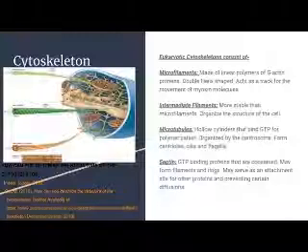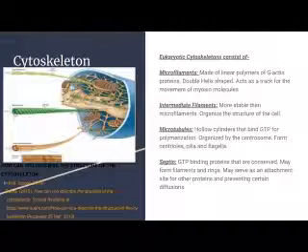Microfilaments, which are made of linear polymers of G-actin proteins. They are double helix shaped and act as a track for the movement of myosin molecules. Intermediate filaments, more stable than microfilaments, and they organize the structure of the cell. Microtubules, which are hollow cylinders that bind GTP for polymerization, organized by the centrosome, and form centrioles, cilia, and flagella.